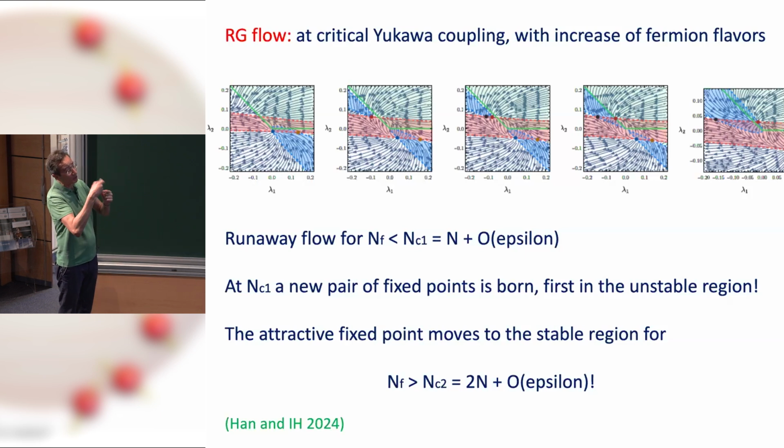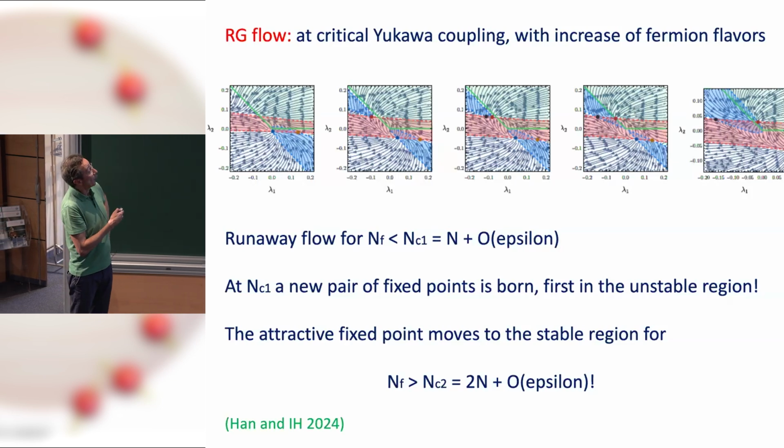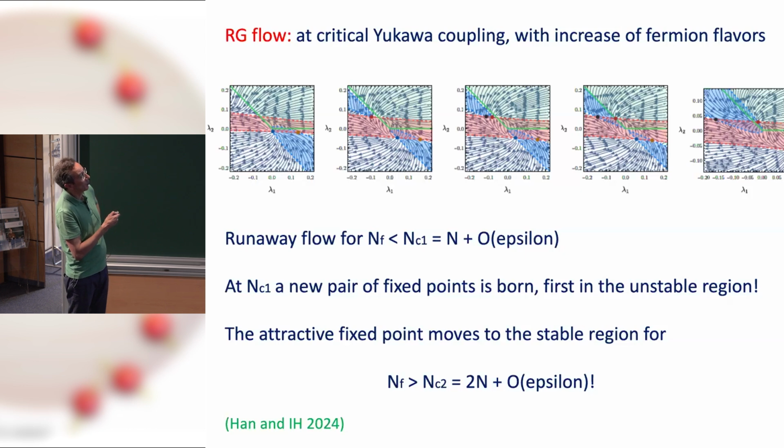As you crank up this number of fermions that you introduced basically by hand, at some point there is a fixed point being born here, unfortunately in the unstable region at first. Of course, they always come in pairs. This comes from the complex plane, just what we discussed yesterday. It's a very generic phenomenon.